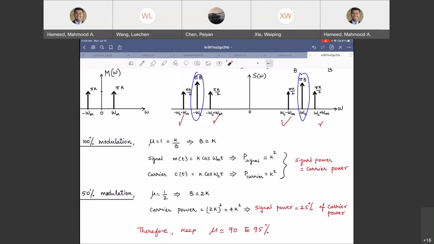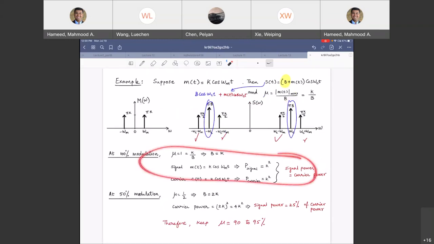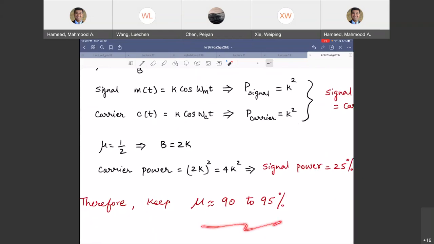All of this to say that if you want to use amplitude modulation and asynchronous detection at my receiver, the best I can do is half and half. Signal power equals carrier power. That's the best I can do. So this is sort of the best case scenario if I want to do asynchronous detection. We try to keep mu as close to 100% as possible, 90, 95%. That's where we try to keep it.